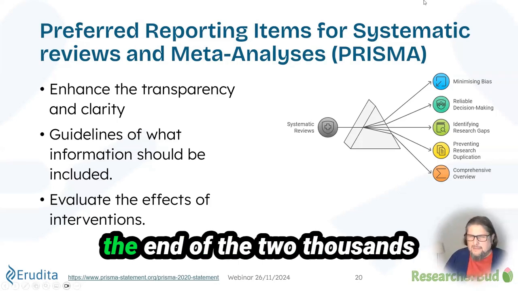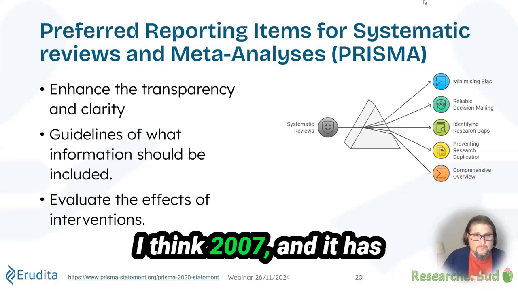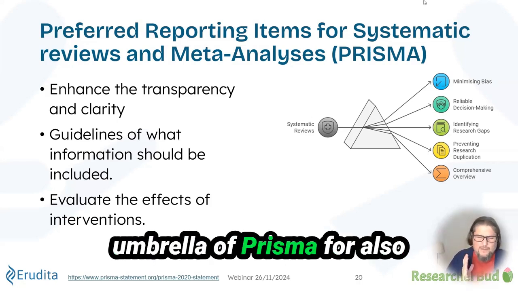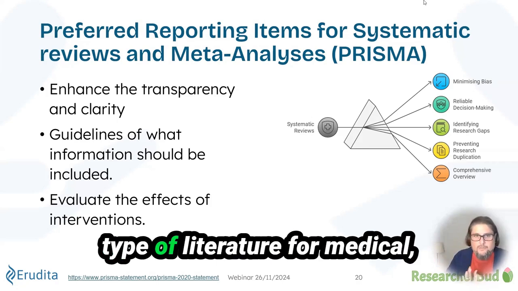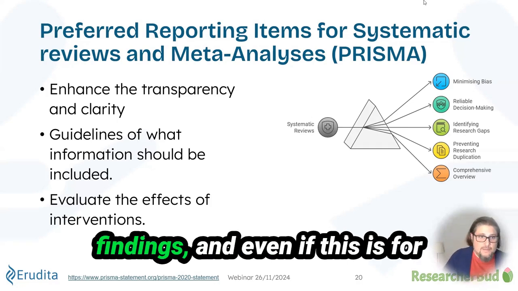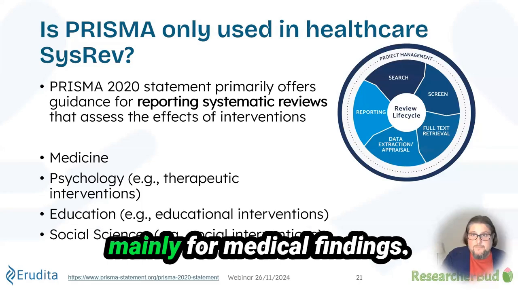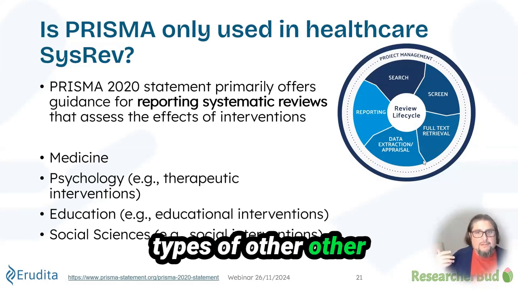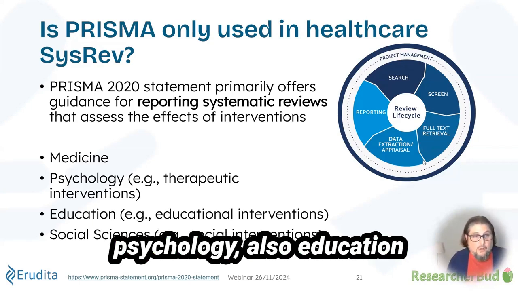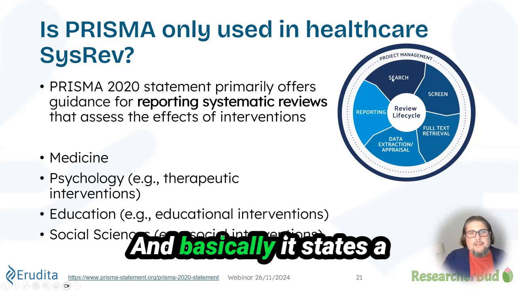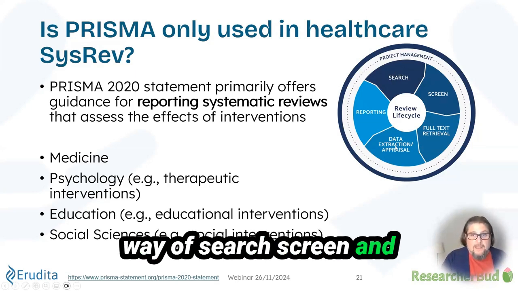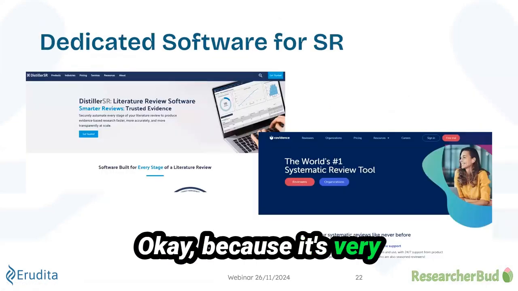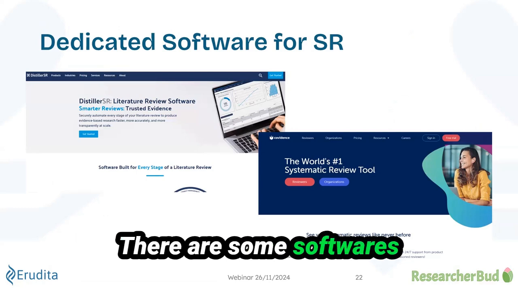And PRISMA started at the end of the 2000s, I think 2007, and it has had many extensions. Now there are also some recommendations, that I don't know if they are under the umbrella of PRISMA, for scoping reviews and other types of literature for reporting medical findings. And even if this is mainly for medical findings, PRISMA is used in other healthcare interventions like psychology, also education and social sciences. And basically, it states a way to search, screen, and then extract the data and report all the findings of the literature review.